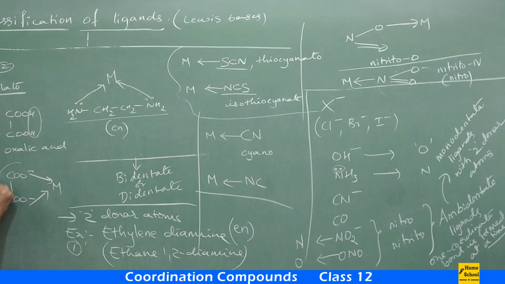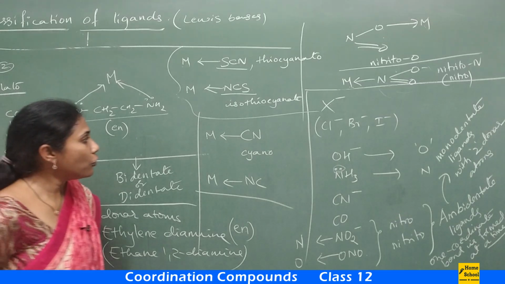So from each ligand 2 coordinate bonds can be formed with the central atom. The oxalato ligand in short can be written as OX. OX means oxalato ligand. It has the formula 2 carbons, C2, 4 oxygens, O4, and 2 minus charges. So this is the formula of the oxalato ligand, C2O4 with charge minus 2. Got it? So this is another example.